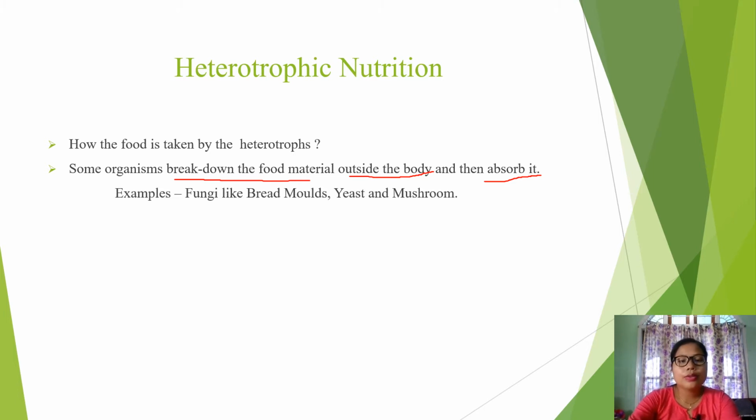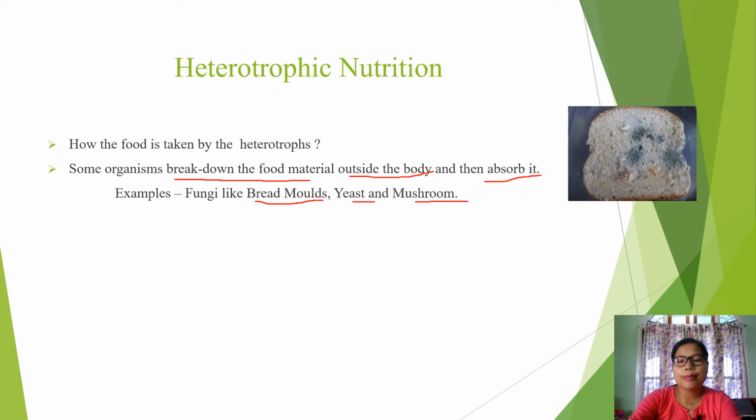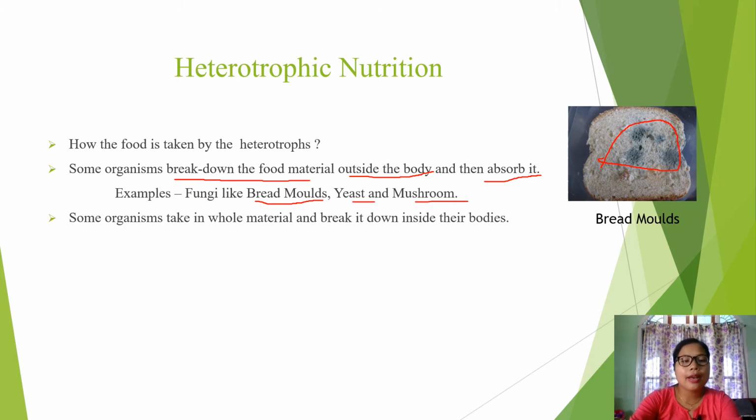Let's see what those are. These are the examples: fungi like bread mould, yeast and mushroom. Here you can see in the picture, this is bread mould. So what they are doing here is they break down the food materials outside their bodies and then they absorb it. The next we have is some organisms take in whole materials and break them down inside their bodies.